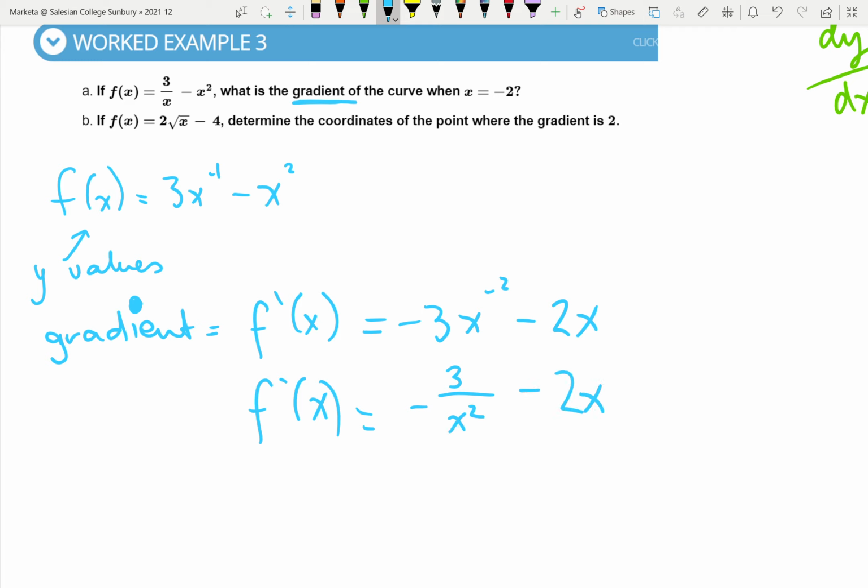And you'll notice that when you've got to sub something in, it's definitely better to have positive indices. So definitely better than this. So for a question like this, I would certainly put it with positive indices. So now we can say we get the gradient values.